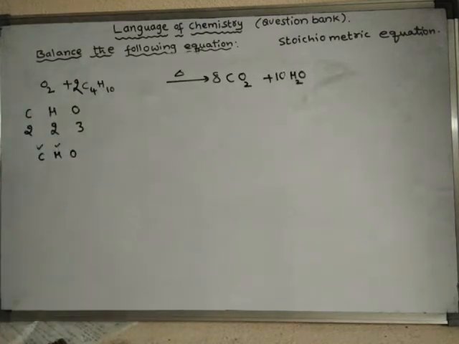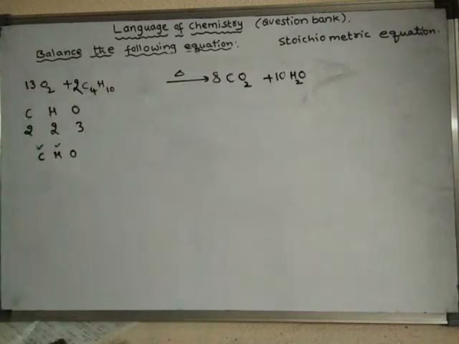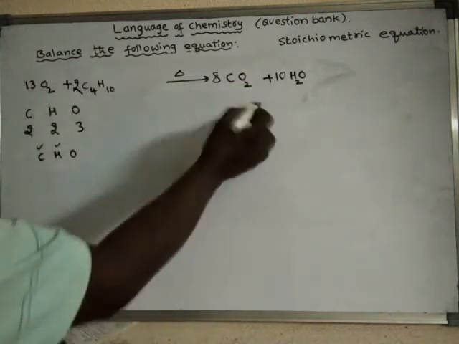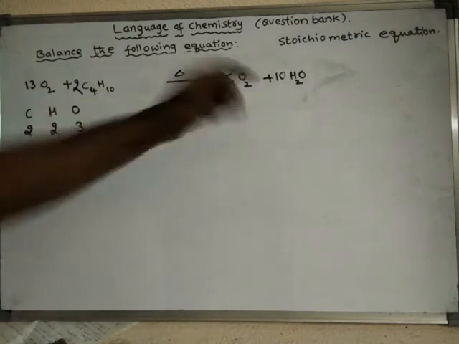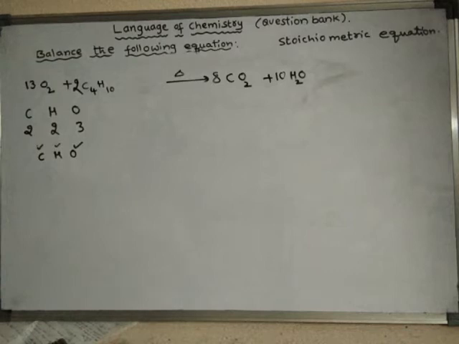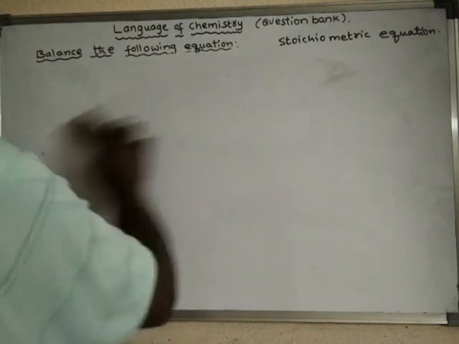26. So that means if I write 13 oxygens, then 13 2s are 26. Now oxygens will also get balanced. Carbons are balanced, hydrogens are balanced. Now if I keep 13 here, oxygens also get balanced. Now this is the balanced chemical equation. So in this way, a chemical equation can be balanced. Now we will learn how to balance another equation.